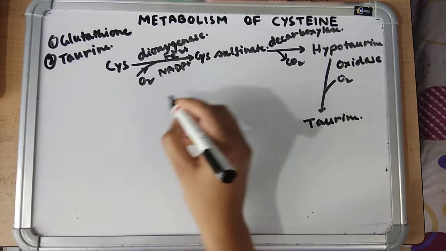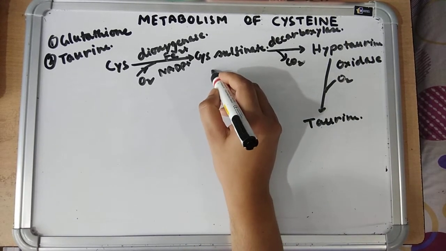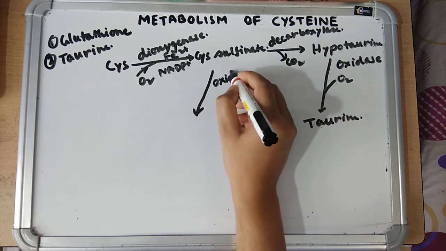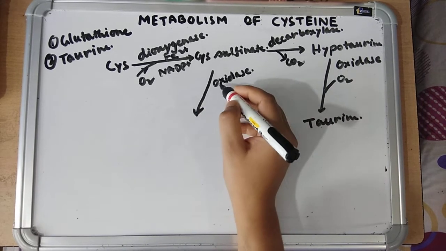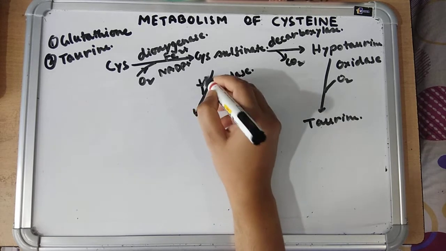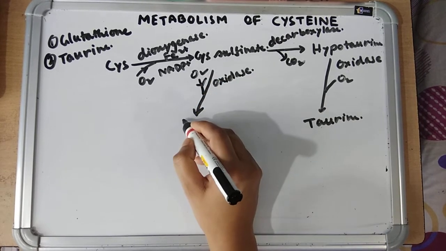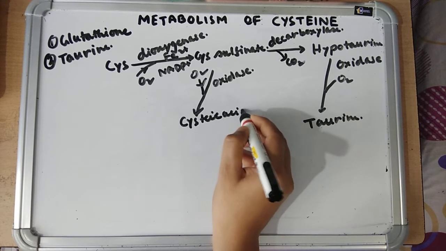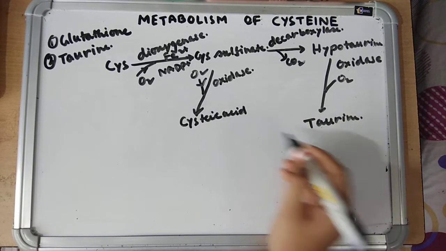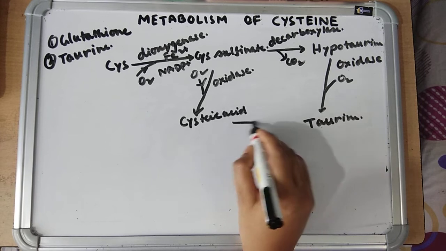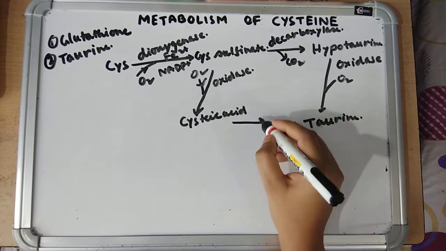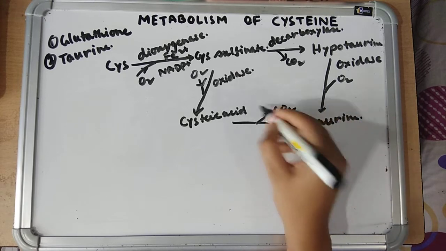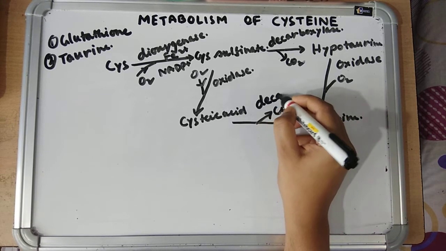There is another way. Cysteine sulfinate is oxidized by the enzyme cysteine sulfinate oxidase to form cysteic acid, and cysteic acid is converted into taurine by decarboxylation by the enzyme cysteic acid decarboxylase.